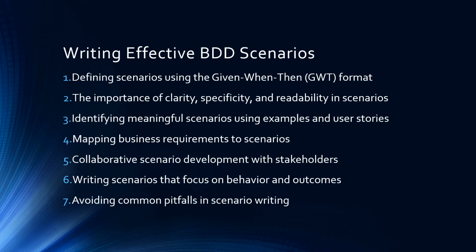Consider a banking application rather than a vague scenario about funds transfer. An effective scenario would specify, given a customer has $0.00 in their savings account, when they transfer $0.00 to their checking account, then their savings balance should be $0.00, and their checking balance should increase by $0.00. This level of detail eliminates ambiguity and provides clear acceptance criteria.